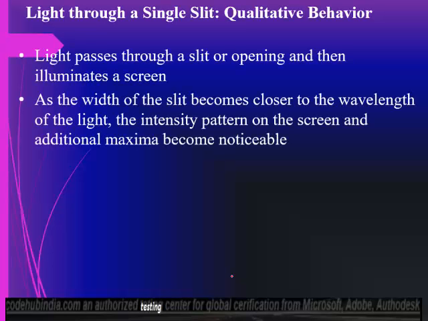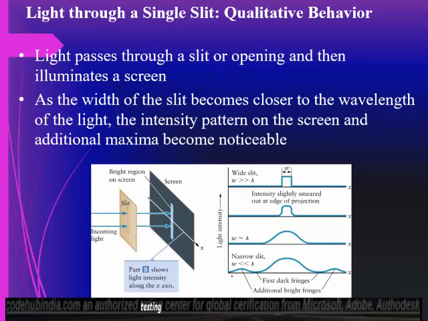Let's look at the single slit quantitative behavior. Light passes through the slit or opening like this, a small hole, and then after this it is cast on the screen. As the width of the slit becomes closer to the wavelength of the light, additional maxima become visible in the pattern of the slit. Let us look. That is the slit, the incoming light, and the brightness region.